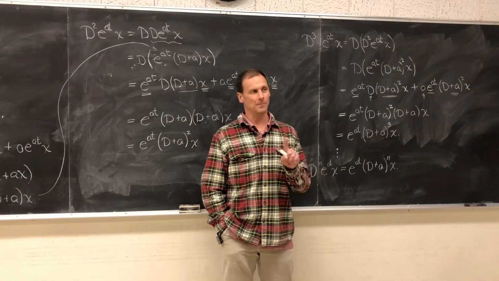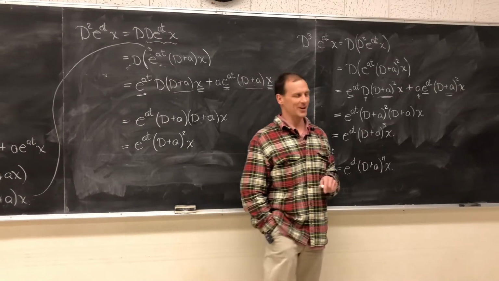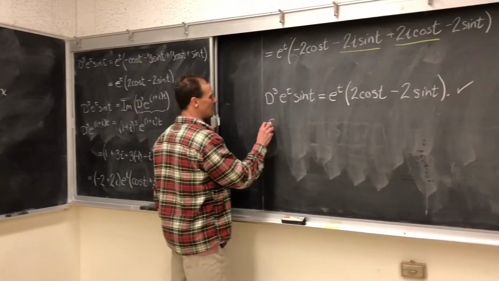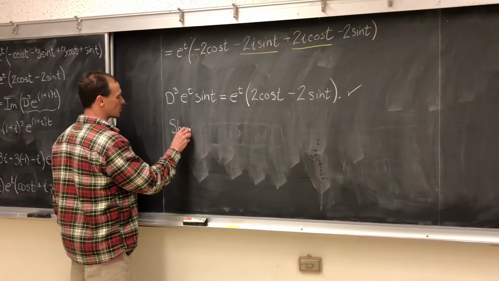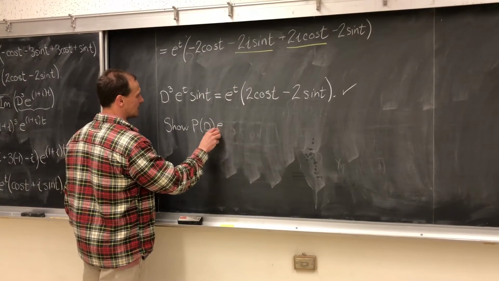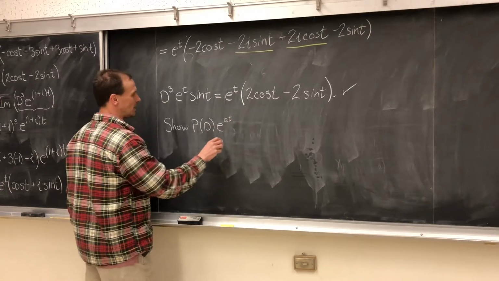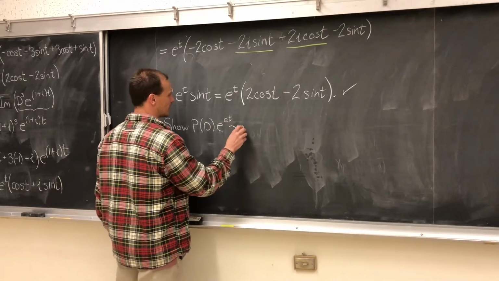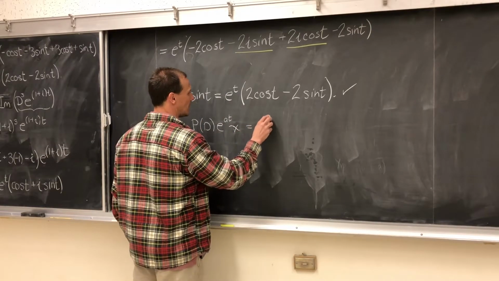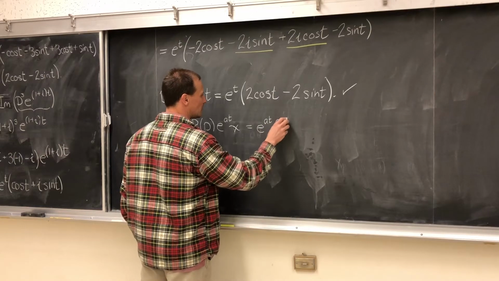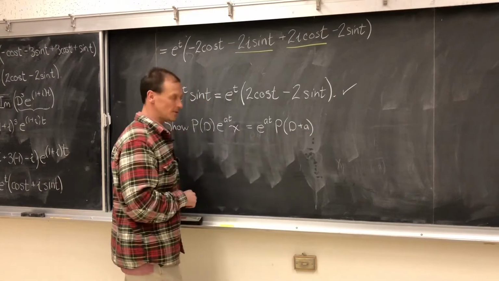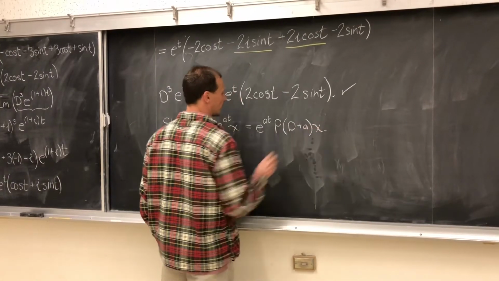We're going to use them one more time to write one more proof. So here we go. Let's come over here. What we're going to do is show that the polynomial of d, e to the at acting on x, is equal to e to the at, the polynomial shifted by d plus a. The whole thing is shifted, times whatever our function of x is. Okay?